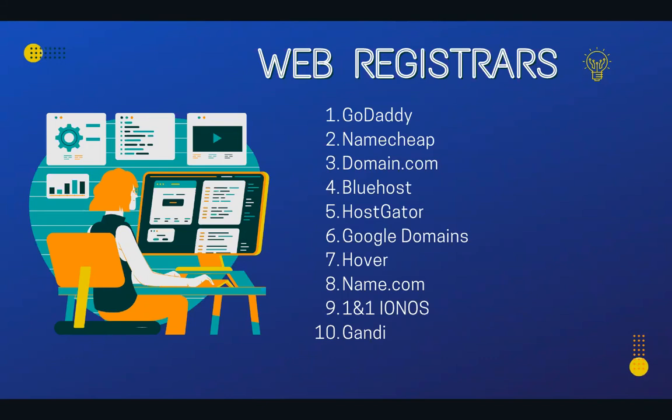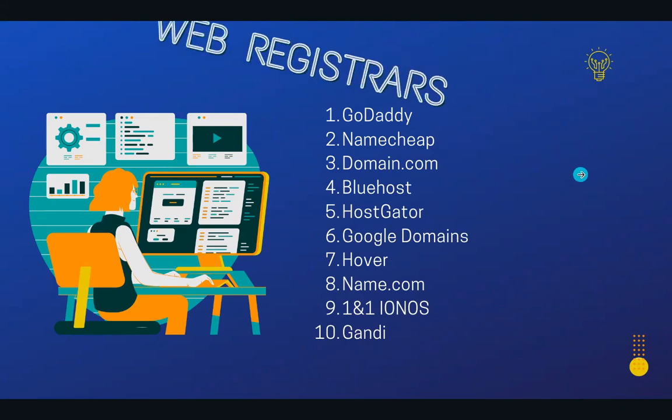So GoDaddy, these are people that actually sell domain names, and they are also hosting platforms as well. Namecheap, domain.com, Bluehost, HostGator, Google Domains, Hover, Name.com, Ionos, Hostinger, and the rest of them. There is also Google Host, that is in Naira, as a Nigerian hosting platform, and Qserver as well. So these are different hosting platforms, which are also web domain sellers, domain name sellers.